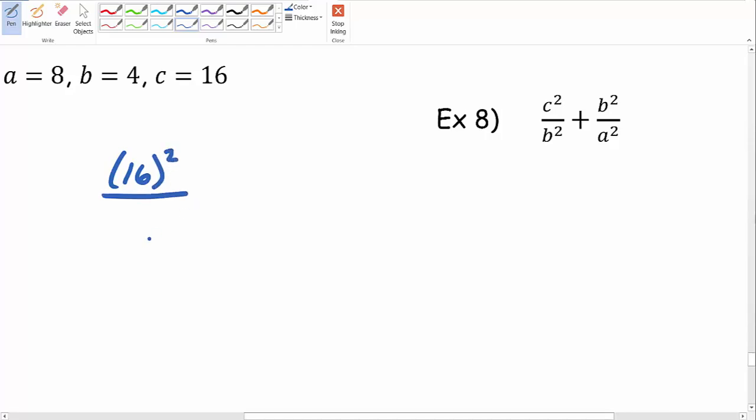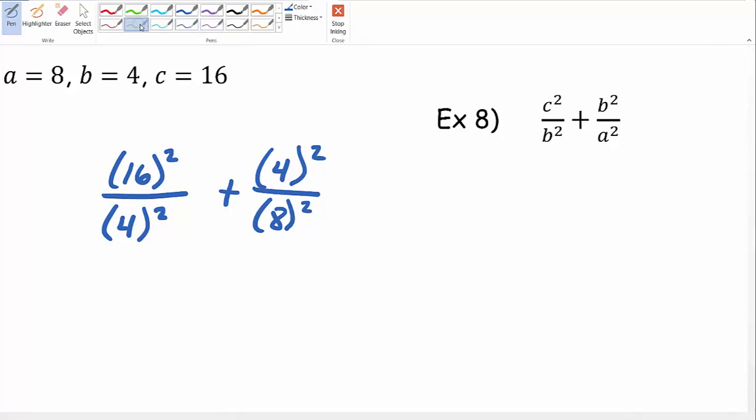squared. And then it's being divided by our b squared, so b is 4 in this case, squared. Then we have our plus, our b being squared, so that's just our 4 squared, divided by our a being squared, so 8, that is squared.